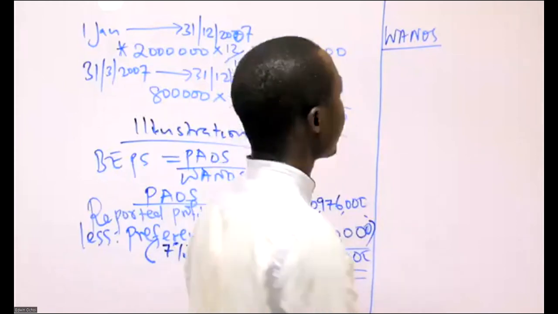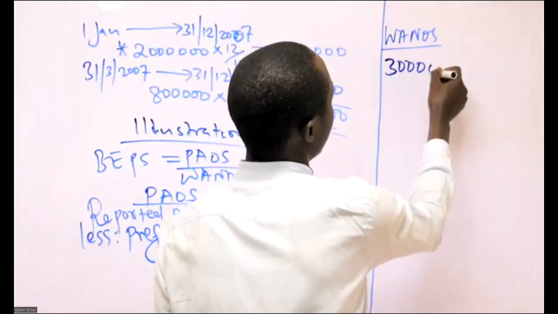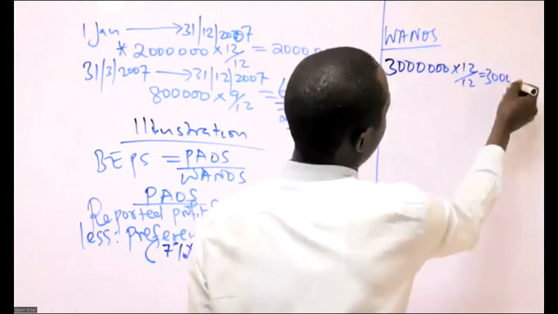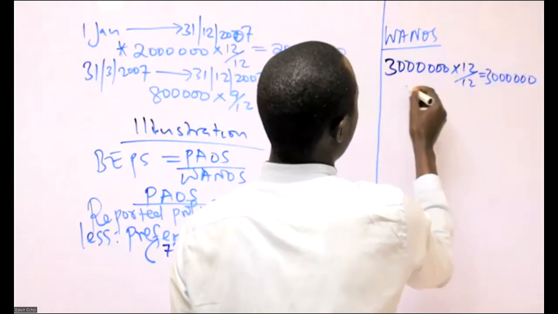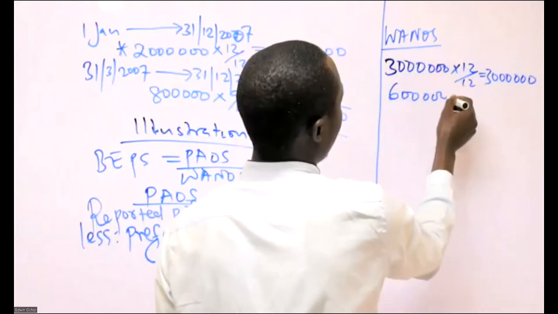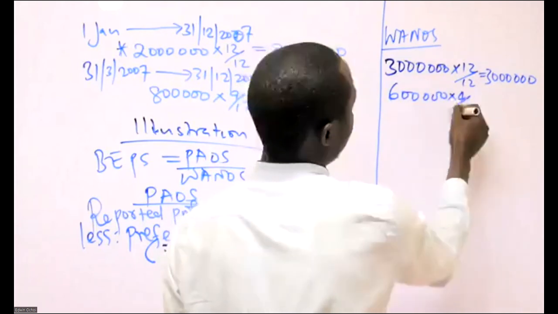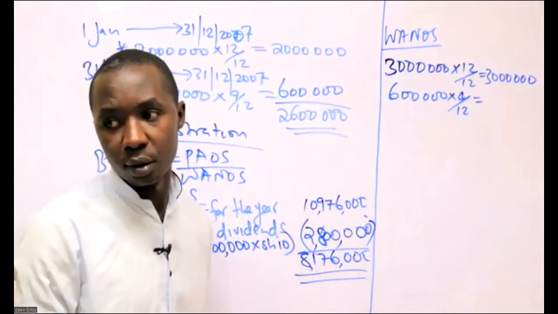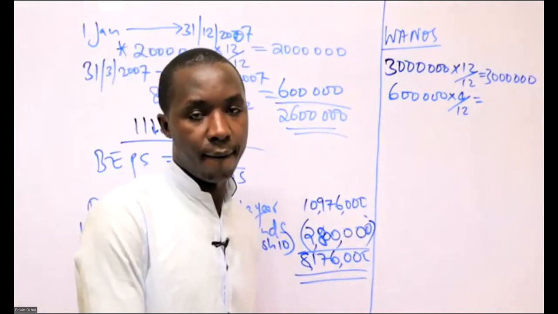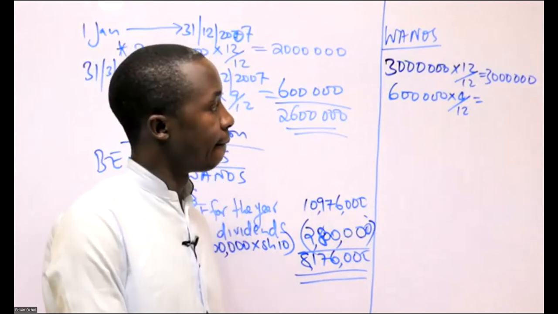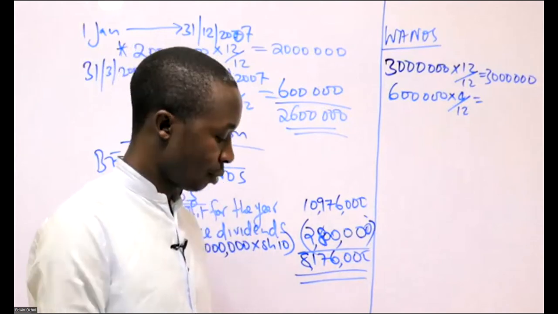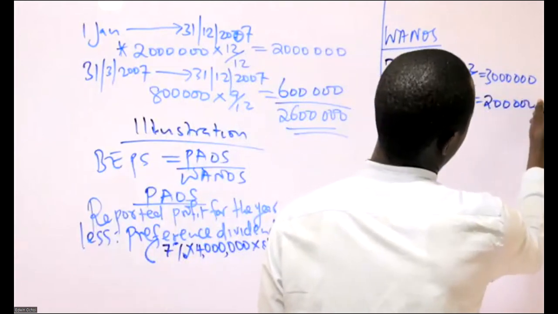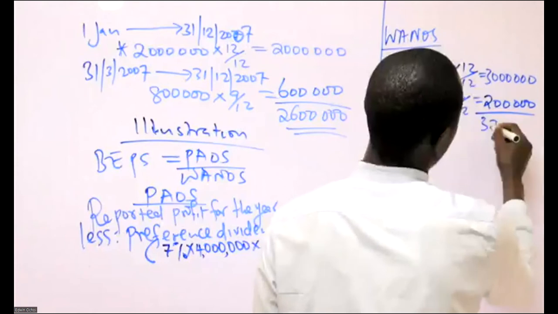So for the 3 million, we say 12 over 12, so it will be 3 million. Then for the 600,000, we consider from September to the end of the year. So that is 4 months. So 600,000 times 4 over 12 is 200,000. So if you add the two, you get 3.2 million.